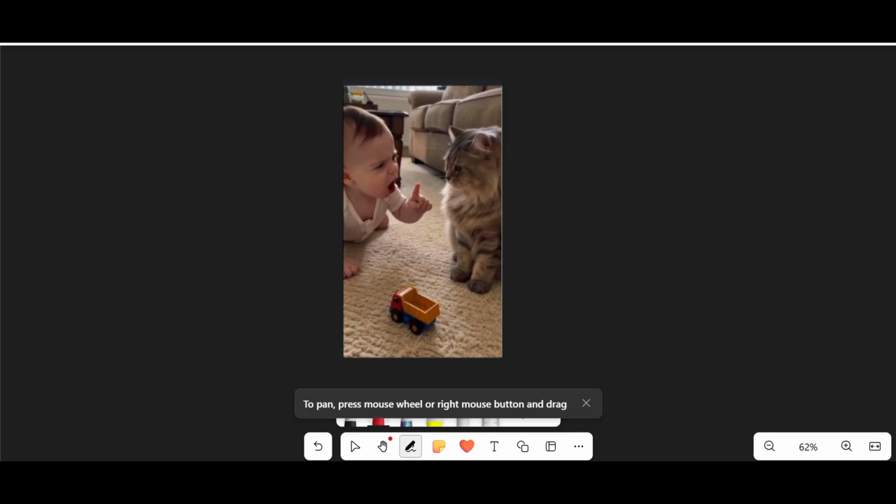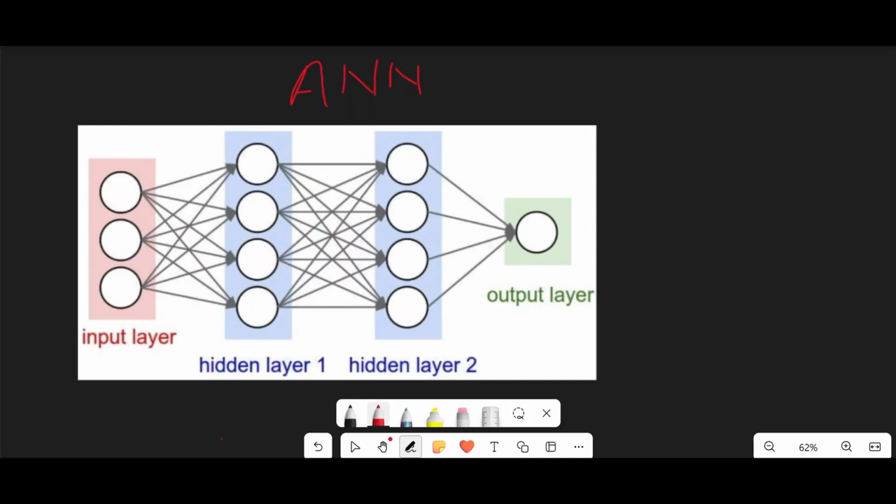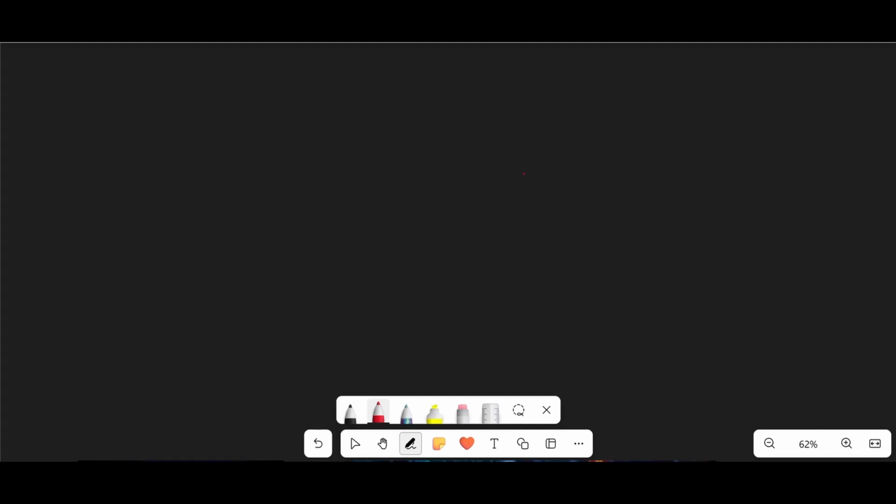Now let's understand what an artificial neural network actually looks like. This is a diagram of an artificial neural network. At first it may look confusing. You might see many circles connected by lots of lines. But don't worry, you don't need to understand everything right now. We'll learn each part one by one. By the end of this video, this diagram will look simple. Let's start with the most important part, the neuron.